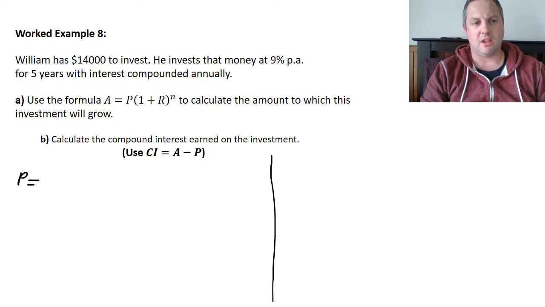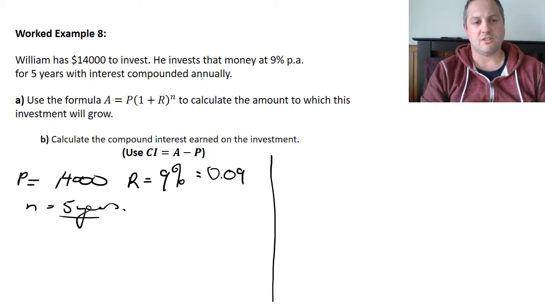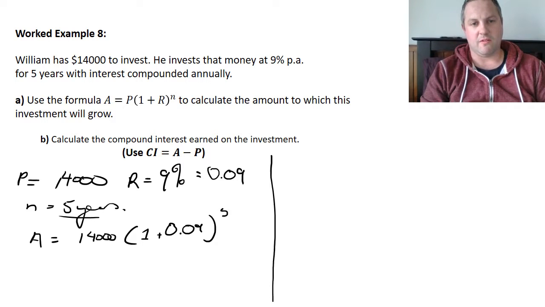So we know P equals 14,000. We know your R equals 9%. We're going to make that into its decimal, which is 0.09. And then N is going to be 5 years. In this one, because it's annually, just keep it as 5 years. Substitute what we know. So we've got A equals 14,000, times 1 plus your R, which is 0.09, and it's going to be compounded by 5.